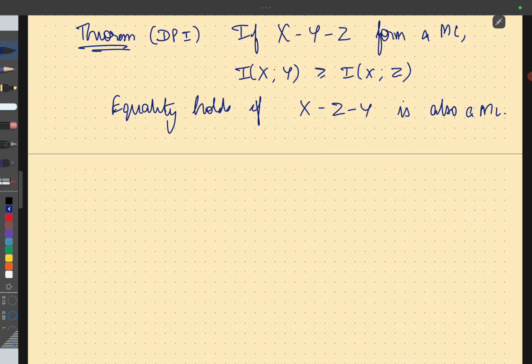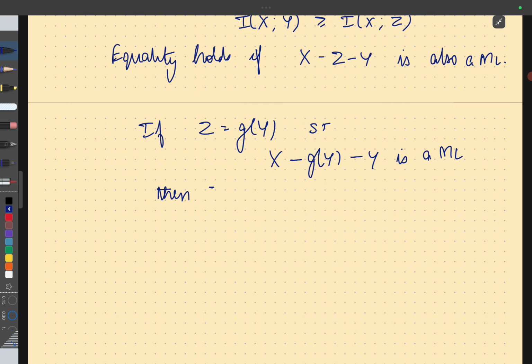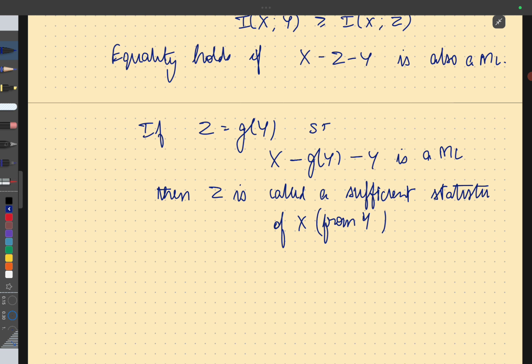All right, and in fact, to be a little more precise, if Z is equal to some function of Y, such that X, G of Y, Y is a Markov chain, then Z is called a sufficient statistic of X from Y. So it holds true for any function which is a sufficient statistic.